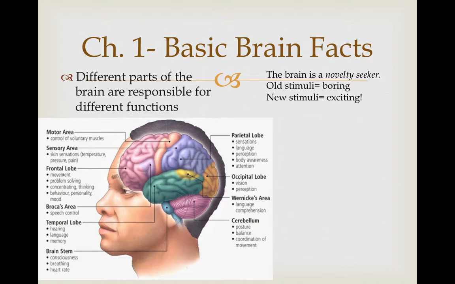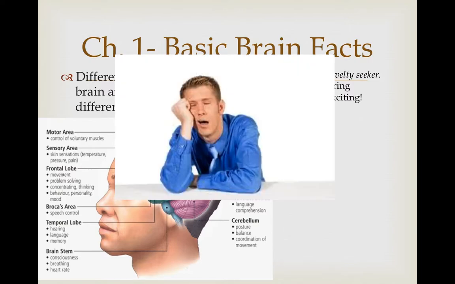The brain's relationship with the environment is an important one for educators to be aware of. The brain can be described as a novelty seeker. So basically, your brain is always looking for new and exciting stimuli. When an environment is one of predictable or repeated stimuli, the brain's interest is lowered. So when the environment has new and exciting stimuli, the brain's interest peaks. So basically, old stimuli is boring, and new stimuli is exciting!